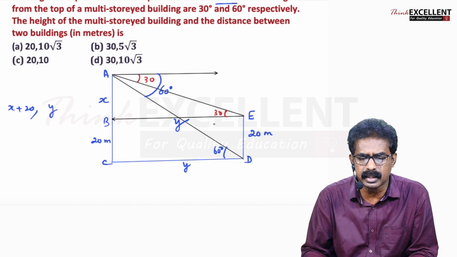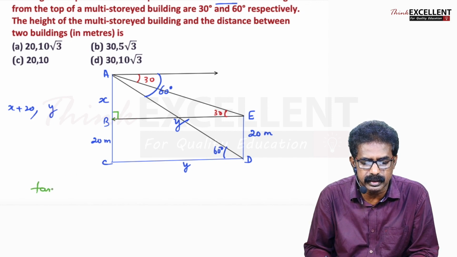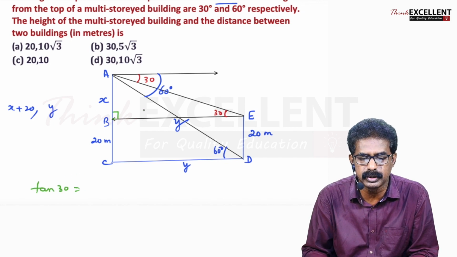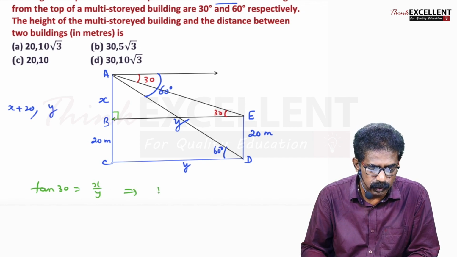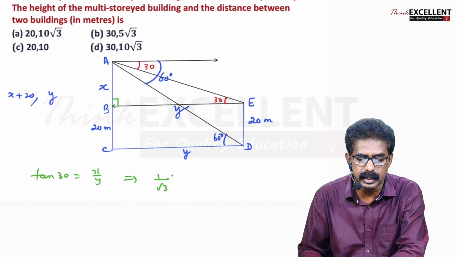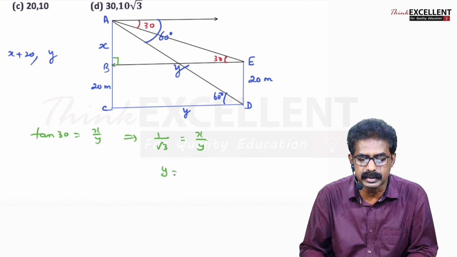First I am taking that 30 degree, from right triangle ABE. So find tan 30. Tan 30 is equal to opposite by adjacent, X by Y. Tan 30 value is 1 by root 3, so 1 by root 3 is X by Y. Cross multiply: Y equals root 3 X.